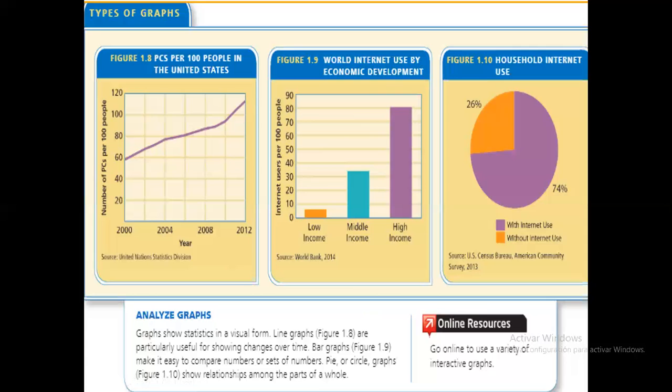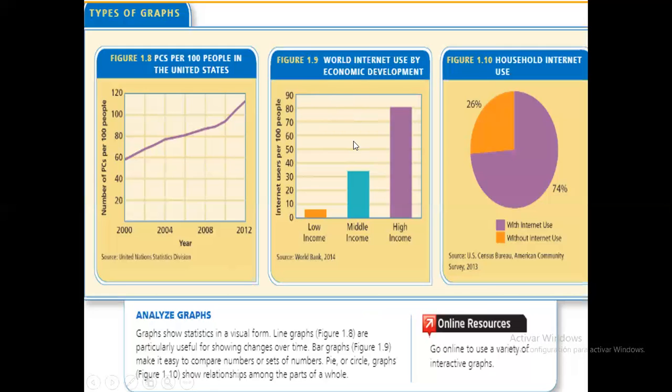So that's why we need to understand how to read graphics. Okay, that's what it means. Got it, guys? Now this one, the second one, it says the word internet use by economic development.